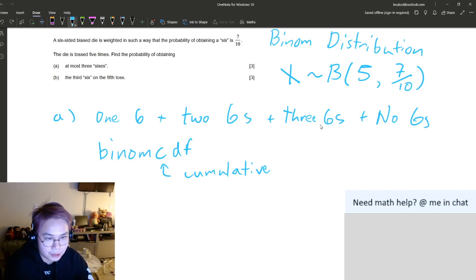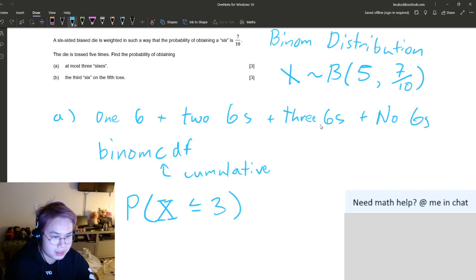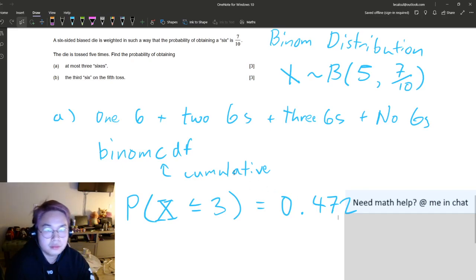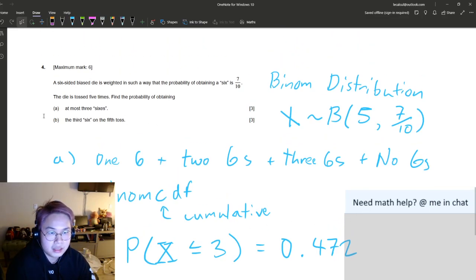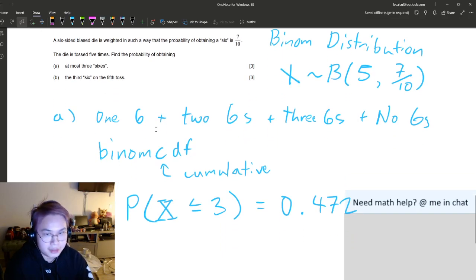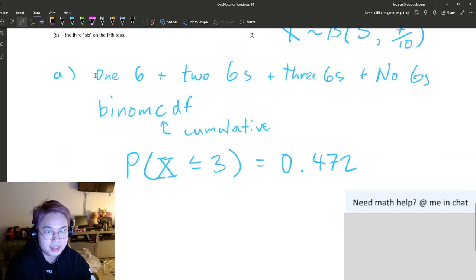Actually, let's write this formally. So the probability that you have at most 3 sixes is 0.472. Okay, and then here we need to find out if that third 6 happened on the 5th toss. Now this one's a little tricky because you do need to think about the context of that.